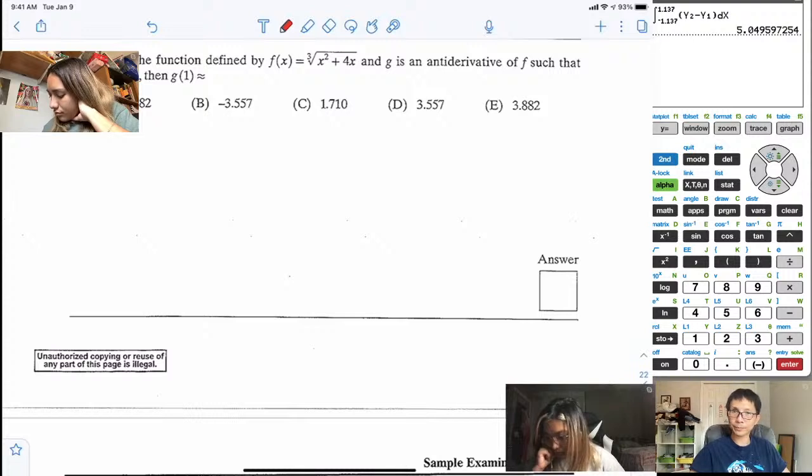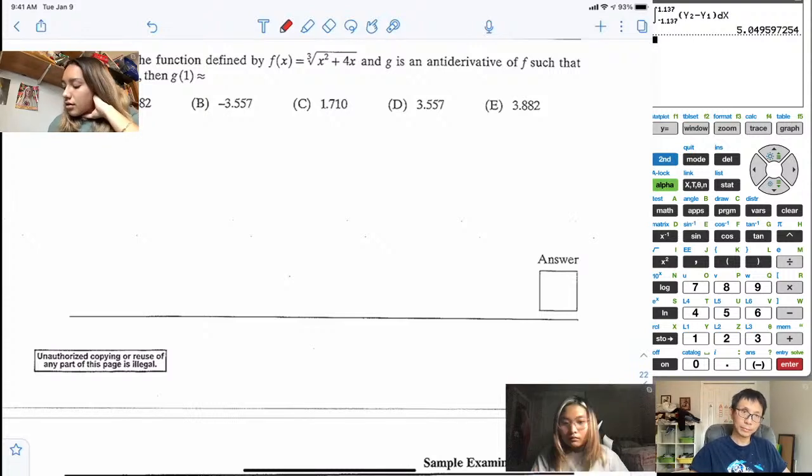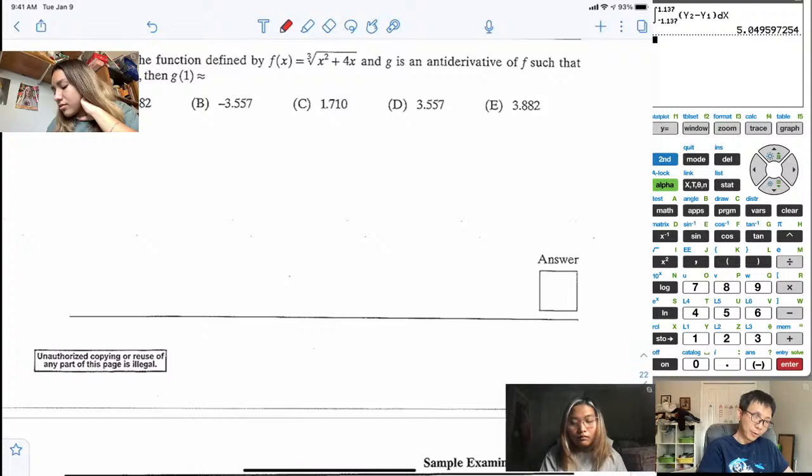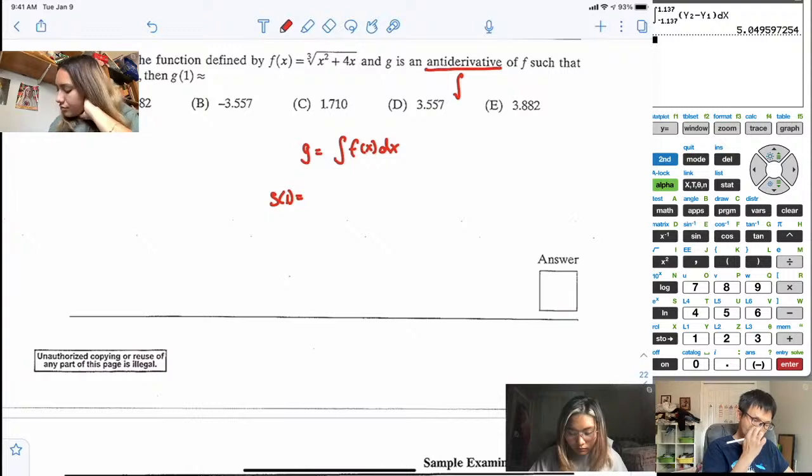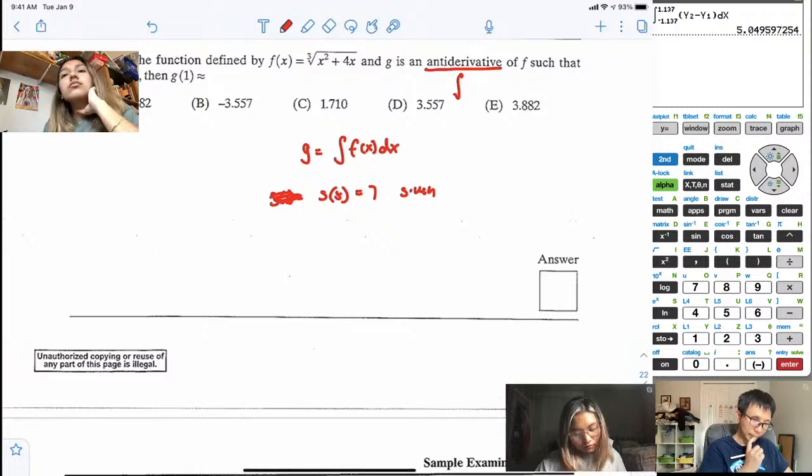Do you guys know how to do this? The antiderivative wouldn't be integrating it, right? Antiderivative also means integral, so yes, good. So g is equal to the integral of f of x dx. So they want to find out what g of 1 is. And g of 5 is given, g of 5 is equal to 7.